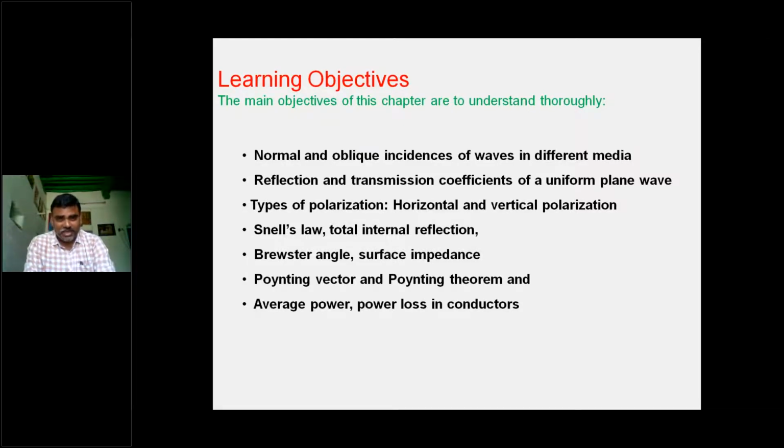And within the oblique incidence, we have to discuss two different types of polarization of the electric field, horizontal and vertical polarization. Horizontal, or you can say perpendicular polarization, and vertical, or you can call that parallel polarization. So with these two, we have two cases in the oblique incidence. And Snell's law, total internal reflection, Brewster angle, surface impedance, Poynting vector, Poynting theorem, these are the small topics which are useful.